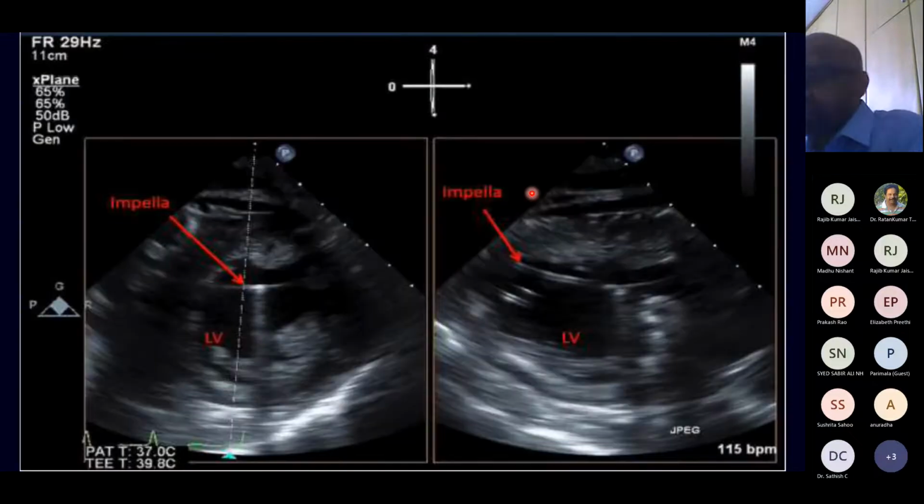And in the deep transgastric view, in the mid-papillary region, you can see the impeller device within the cavity of the left ventricle, and there's a long axis in the transgastric window, again showing the impeller going into the left ventricular cavity.